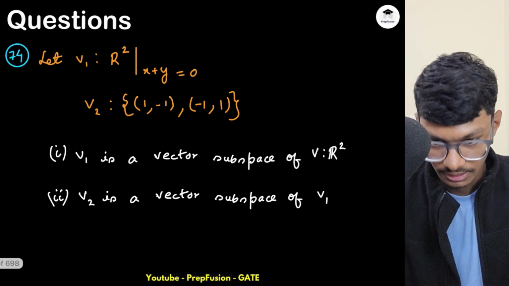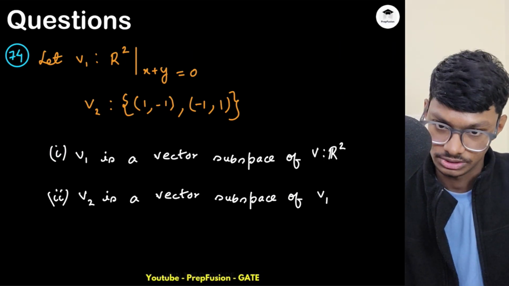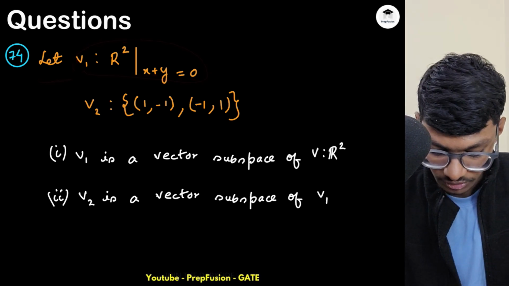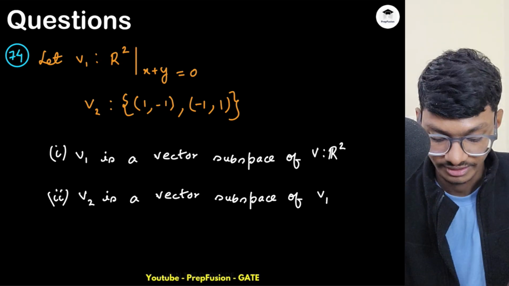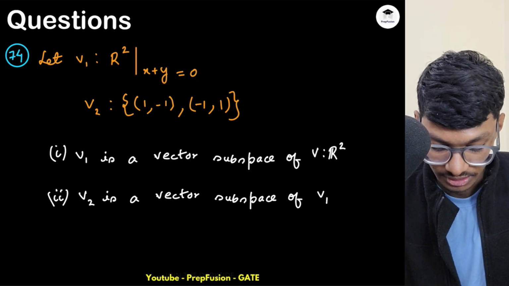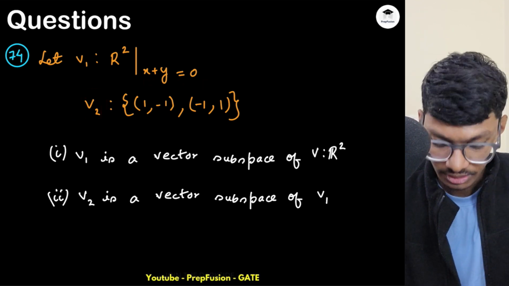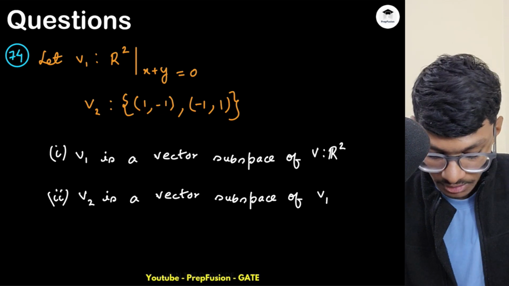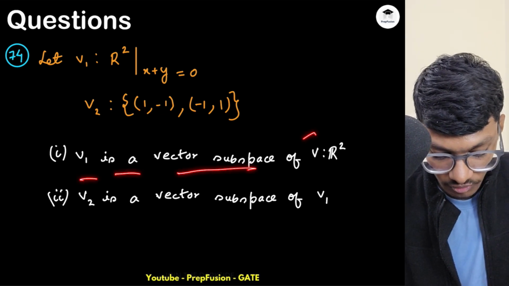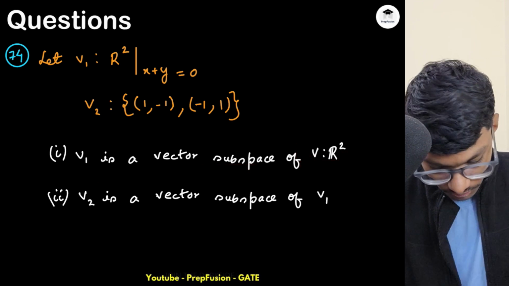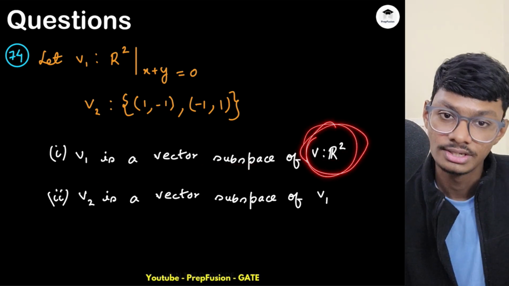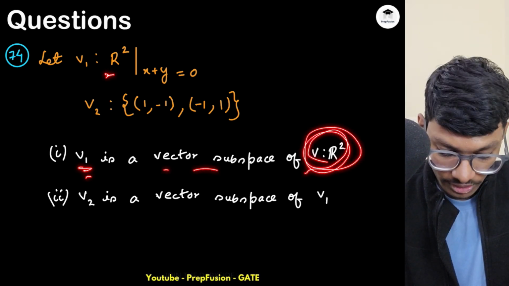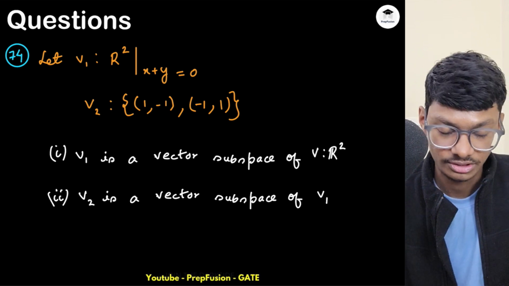So yeah, let's now do this question. Here we have V1, which is a vector subspace of all 2D real vectors which has to satisfy this particular condition, x plus y equals 0. And V2 is a simple vector space spanned by 1 minus 1 and minus 1 1. Now, V1 is a vector subspace of all 2D real vectors. Is this correct?